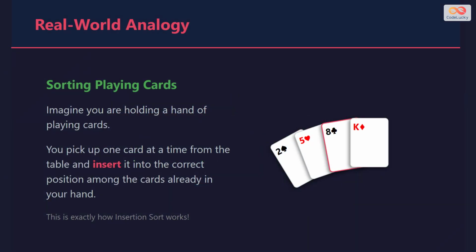To understand insertion sort, simply think about how you sort playing cards in your hand. When you pick up a new card, you don't just put it anywhere. You look at the cards you are already holding, and you place the new card into its correct position relative to the others. This natural process is exactly what the algorithm does.